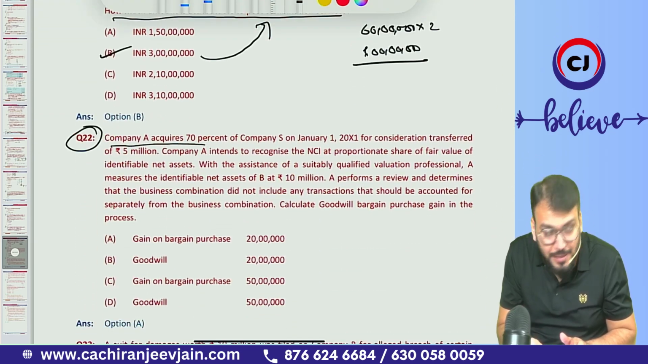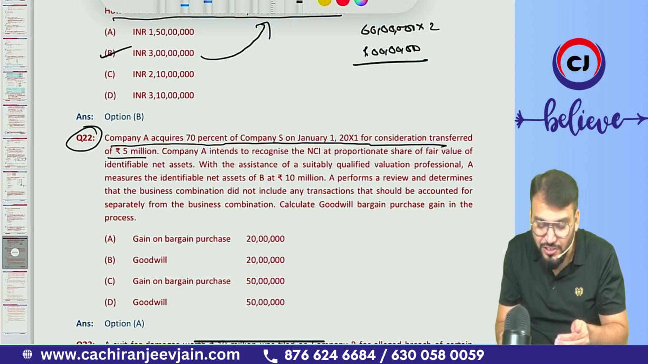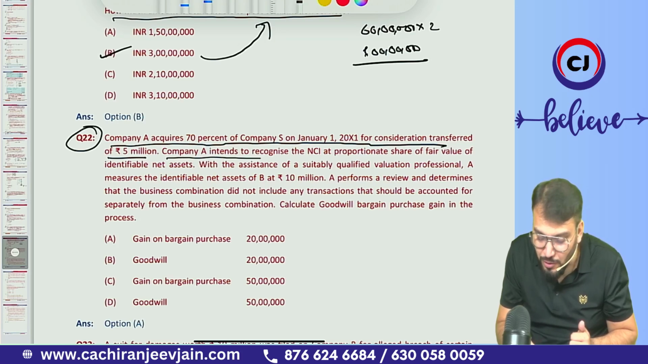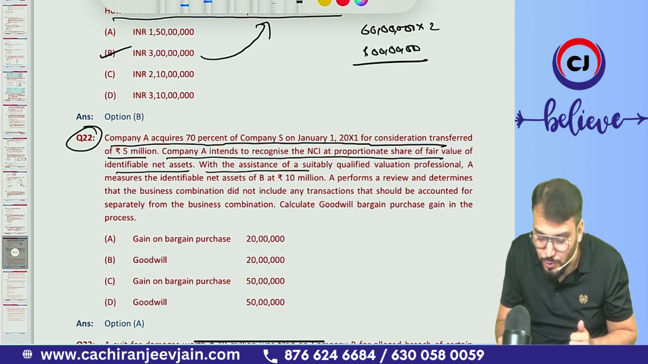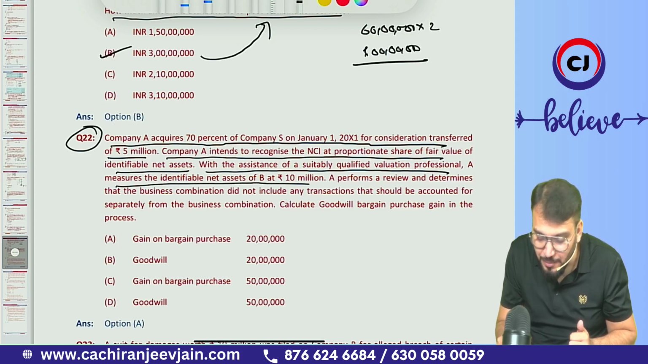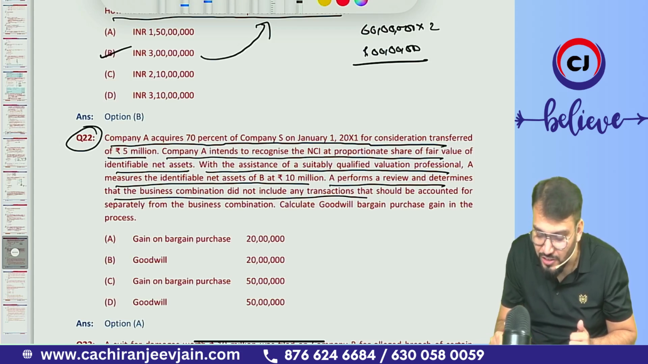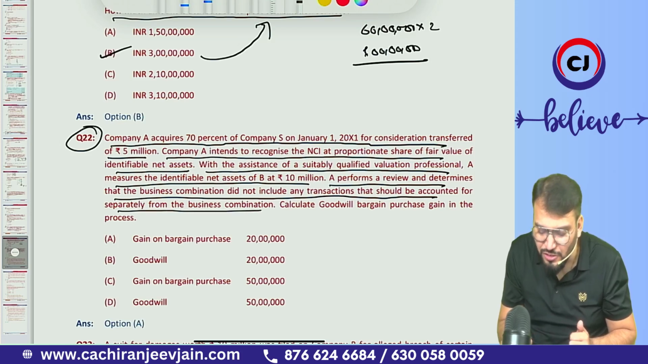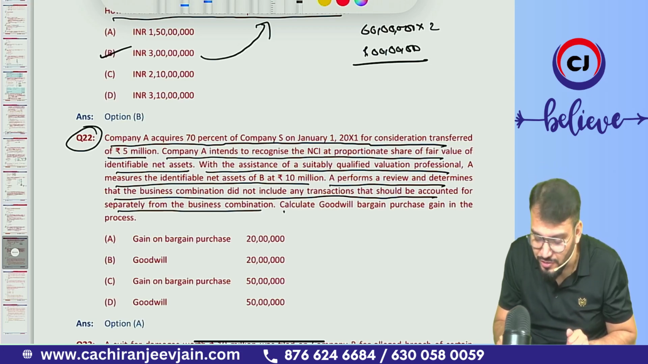Coming to question 22. Company A acquires 70% of Company S on Jan 1, 2001 for a consideration transferred of 5 million. Company A intends to recognize the NCI at proportionate share of fair value of identifiable net assets. With the assistance of a suitably qualified valuation professional, A measures the identifiable net assets at 10 million. A performs a review and determines that the business combination did not include any transaction that should be accounted for separately from the business combination. Means there is no separate transaction which is not a part of the business combination transaction. Calculate goodwill or gain on bargain purchase in the process.